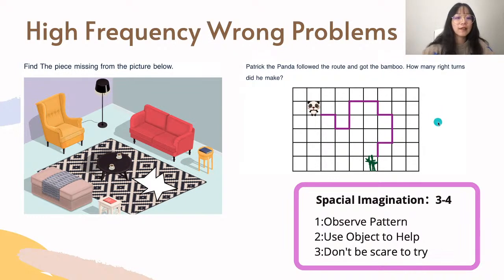So students should be able to observe the pattern, and at home, or even in an exam, or when they see it in their daily life, they should use objects to help them understand what the question is asking, and it helps them put it into the direct match. Also, don't be scared to try for this spatial imagination. It's very important that students try and put in the shape.